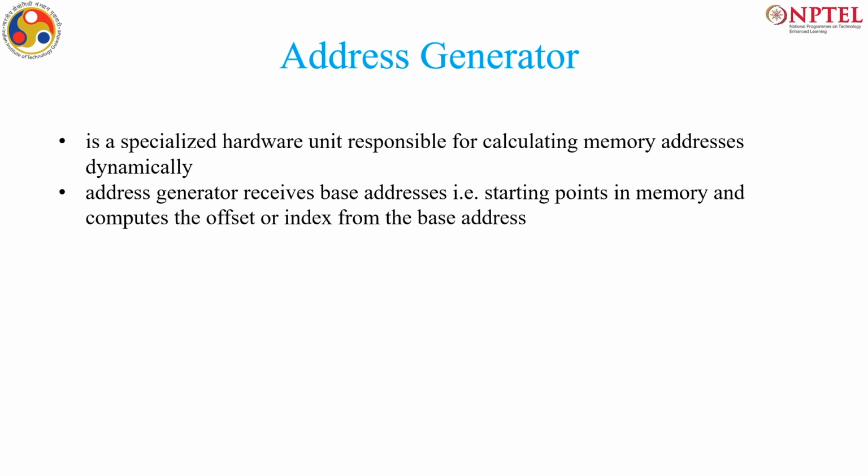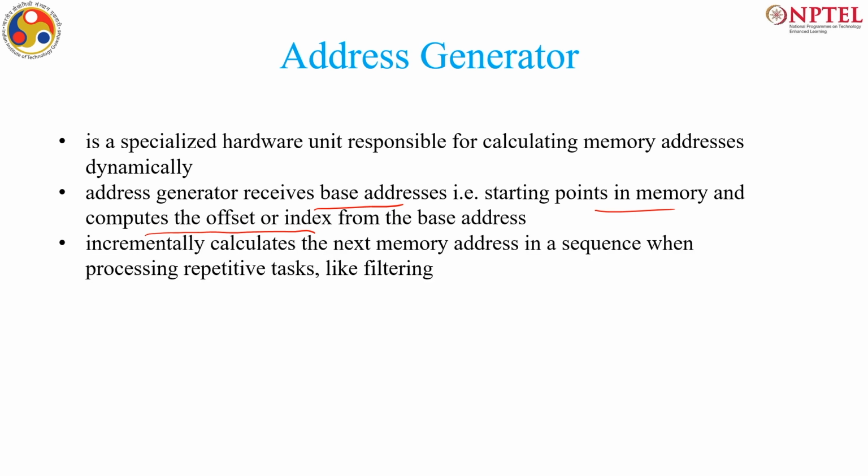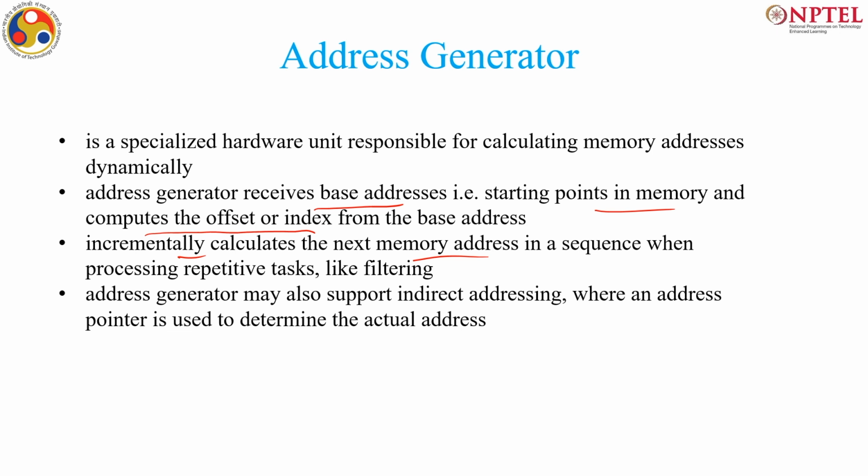And many DSPs have multiple address generators. So you will receive some base address as the starting point in memory, and then it can compute the offset or index, like this is the first room, the base room, and then there are these many already allocated. So what should be the next address where I can send it, and it will incrementally calculate the next memory address once you have been allotted a space. So it can also support indirect addressing.